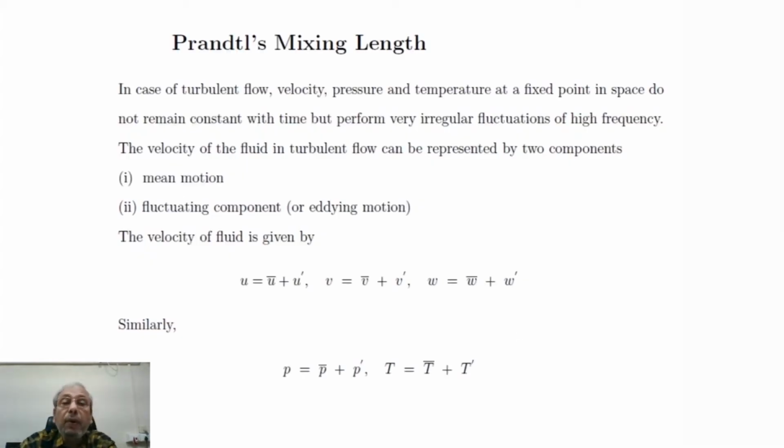Now, in the case of turbulent flow, velocity, pressure and temperature at a fixed point in space do not remain constant with time but perform very irregular fluctuations of high frequency. The velocity of the fluid in turbulent flow can be represented by two components, mean motion and fluctuating component. We have already seen this. The velocity of fluid is given by u equal to u bar plus u prime, v equal to v bar plus v prime, which is the fluctuating component, w equal to w bar plus w prime. Similarly, P equal to P bar plus P prime, and temperature equal to T bar plus T prime.